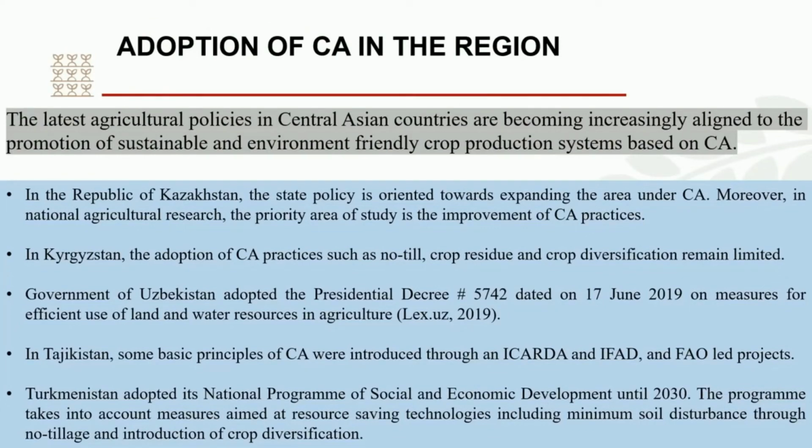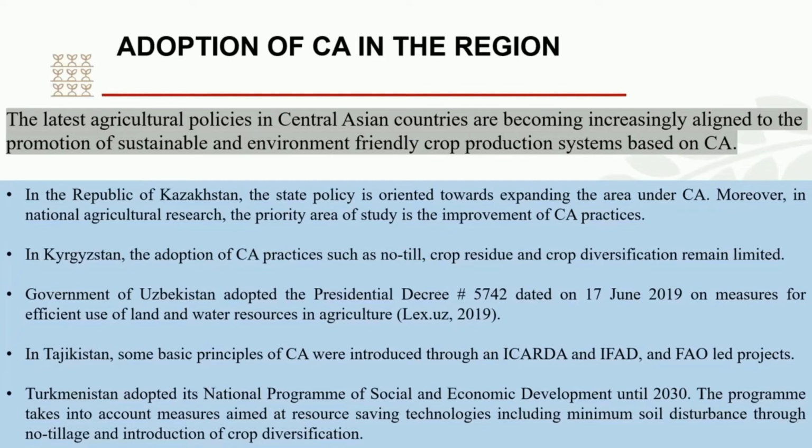If we talk about CA in the region, the latest agricultural policies in Central Asian countries are becoming increasingly aligned to the promotion of sustainable and environmentally friendly crop production systems based on CA. In the Republic of Kazakhstan, the state policy is oriented to expanding the area under CA. Moreover, in National Agriculture Research, the priority area of study is the improvement of CA practices. In Kyrgyzstan, the adoption of CA practices such as no-till, crop residue, and crop diversification remains limited.